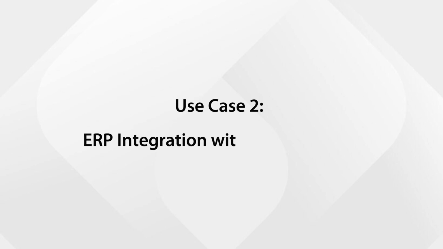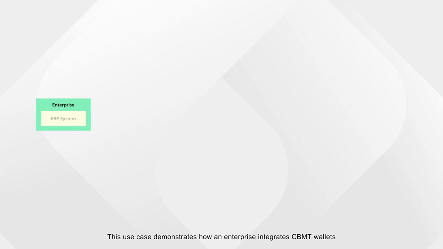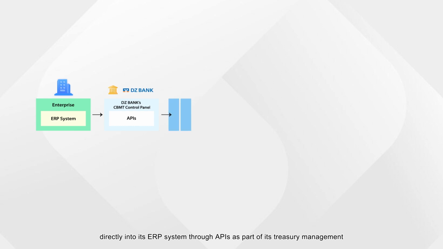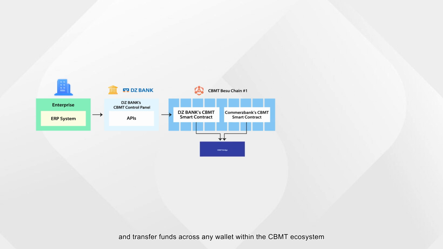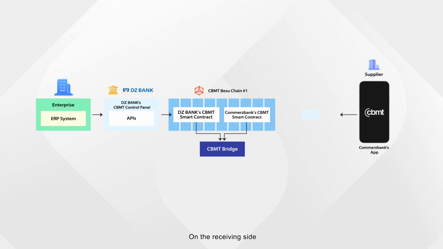Use Case 2. ERP integration with CBMT wallets. This use case demonstrates how an enterprise integrates CBMT wallets directly into its ERP system through APIs as part of its treasury management. With this integration, the enterprise can create wallets, purchase FX, and transfer funds across any wallet within the CBMT ecosystem. On the receiving side, the supplier can verify incoming payments using another bank's CBMT mobile app. Now let's see this integration in action.